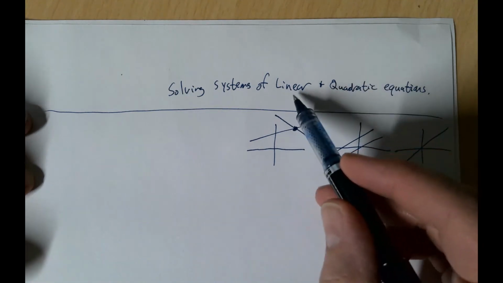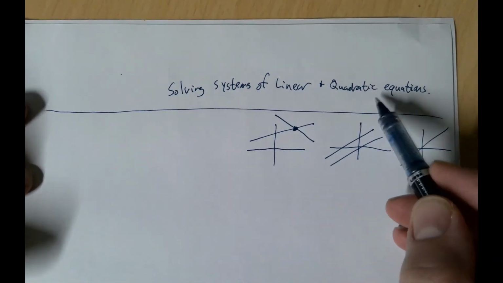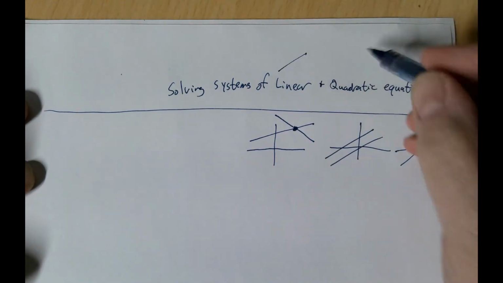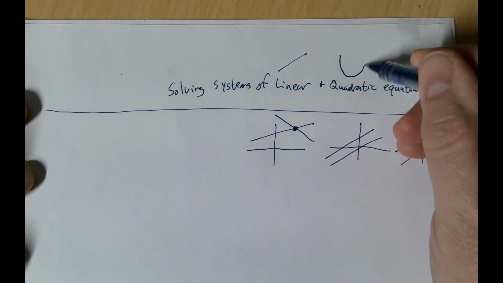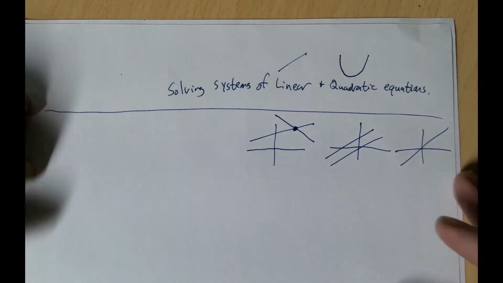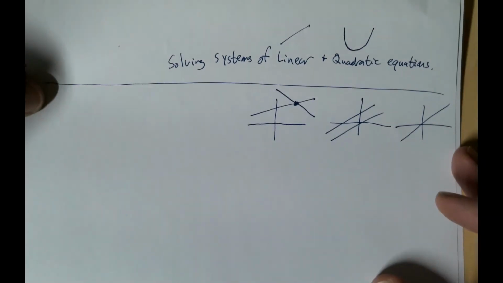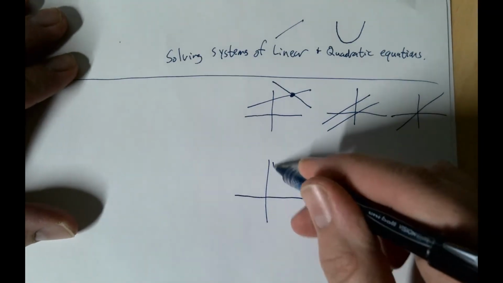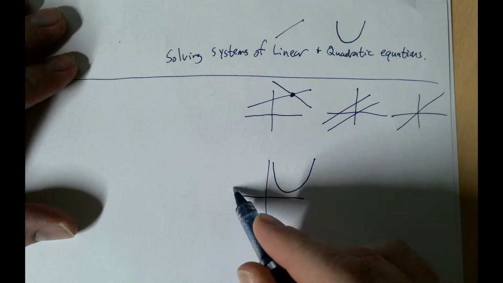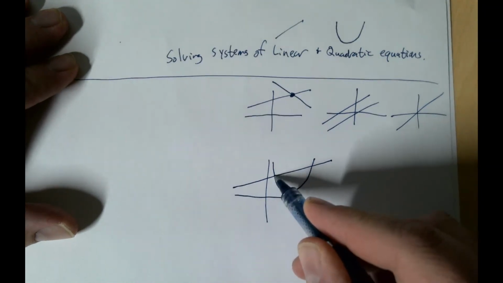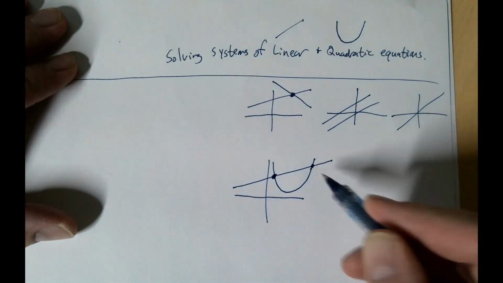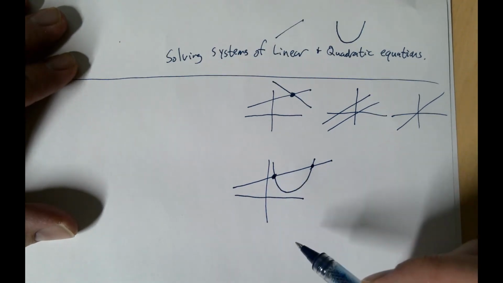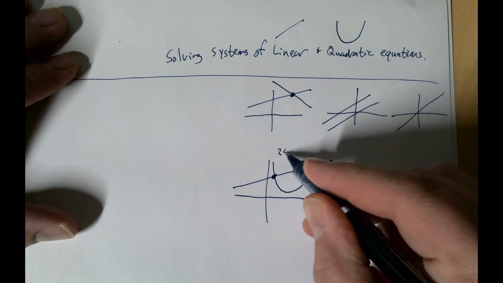But now we're dealing with linear and quadratic equations. Linear is going to give us a line for our graph, but a quadratic is going to give us a parabola. So when we're trying to solve these, we could have, here's my parabola, here's my line. We could have two solutions because once again, we're looking for those intersections. Where does the line intersect the parabola? So I could have two solutions.